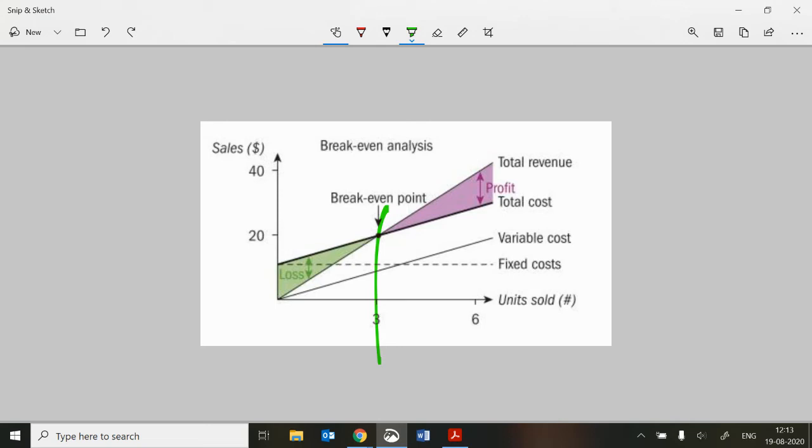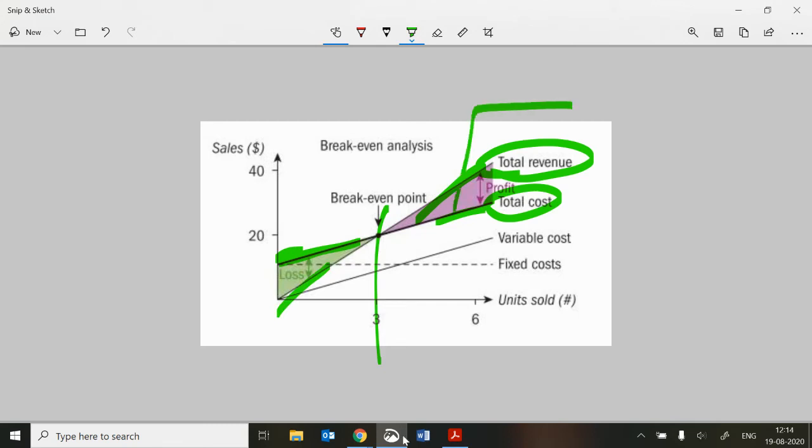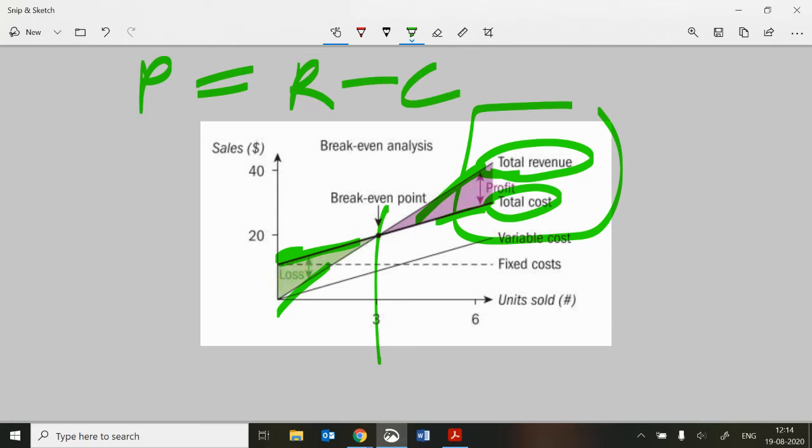Okay, so the loss is when we're doing this function, take away this function here, and we're saying, well, when the total revenue is higher than the total cost, that's when we're making a profit, and when the total cost is higher than the total revenue, then that's when we're making a loss. Okay, fairly obvious, but what you're going to need to do is make a profit function. Your profit function is going to be your revenue take away your costs, and then we're going to optimize for P with respect to the units sold.